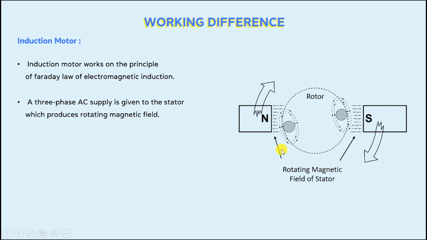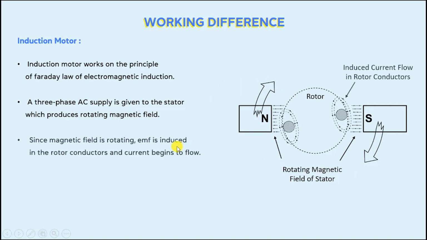So in the case of an induction motor, a three-phase supply is given to the stator. Here you can see these are the two poles which produce a rotating magnetic field. Since the magnetic field is rotating, EMF is induced in the rotor conductors and the current begins to flow. So actually, when the three-phase AC supply is given to the stator, it produces a rotating magnetic field.